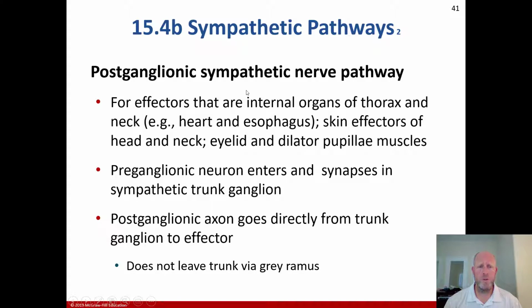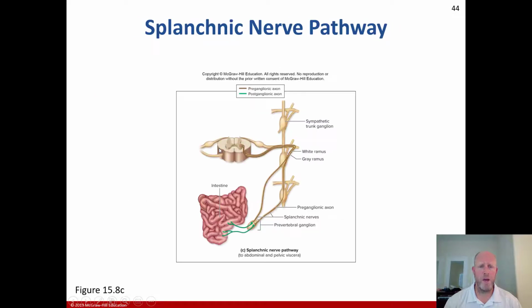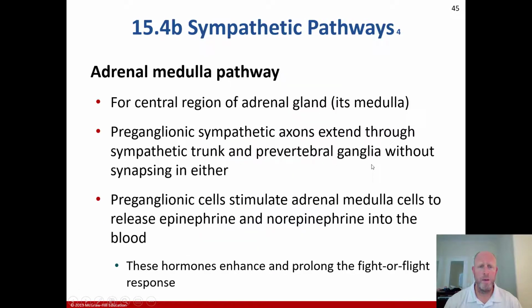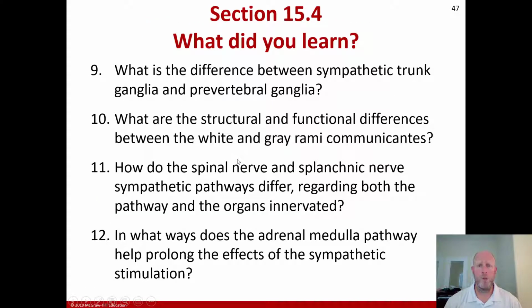And again, know in general the postganglionic sympathetic nerve pathway is one of those sympathetic pathways, but not the specifics of it here. You're not going to have that diagram or the splanchnic nerve pathway. Know it exists, know it's a pathway, but not all the intricate details, as well as the adrenal medulla pathway. Okay. So what did you learn?